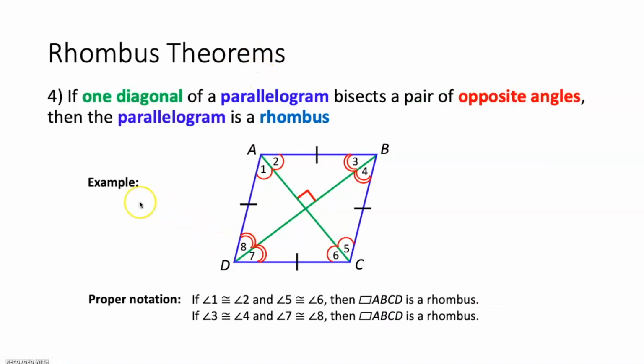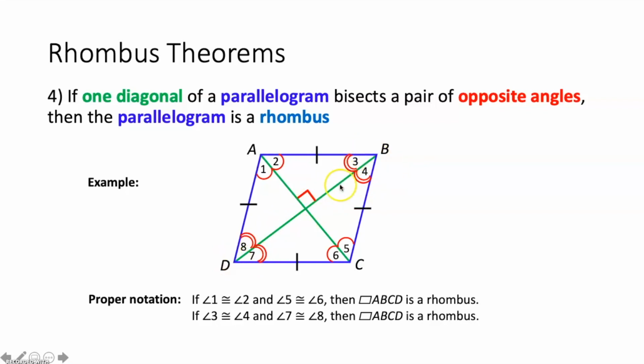Now, the fourth rhombus theorem says if one diagonal of a parallelogram bisects a pair of opposite angles, then the parallelogram is a rhombus. So if we know that ABCD down here is a parallelogram, and we know that diagonal AC bisects this angle up here so that angle 1 and angle 2 are congruent, and it bisects this angle down here so that angle 6 and angle 5 are congruent, then we can say that parallelogram ABCD is a rhombus.